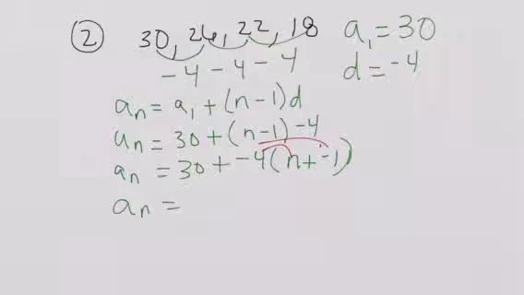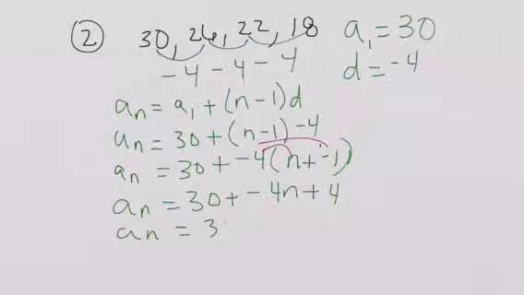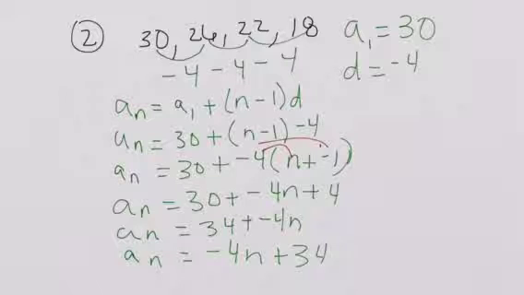So An is equal to 30 plus negative 4n plus 4. We need to combine our like terms. So it's going to be 34 plus negative 4n, and now we're going to write it in the correct order. So it's going to be negative 4n plus 34 is our equation.